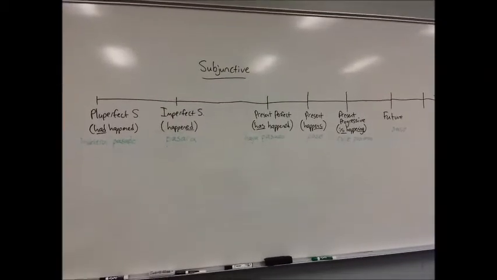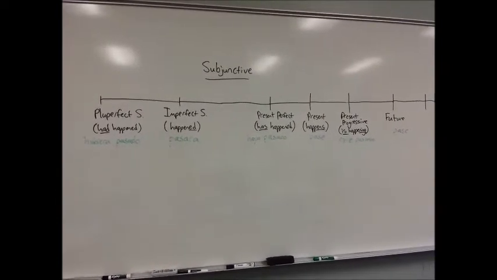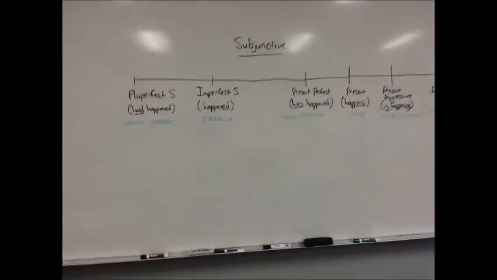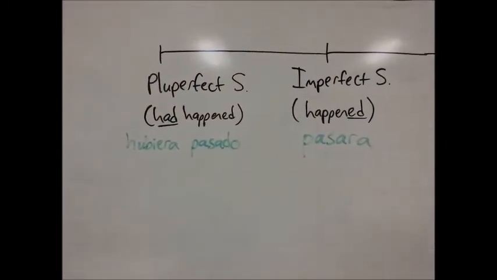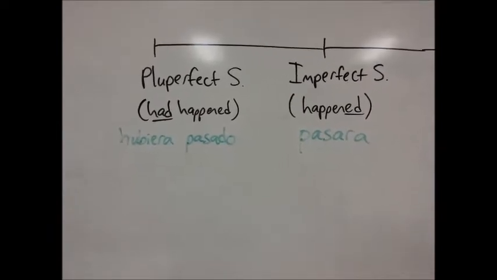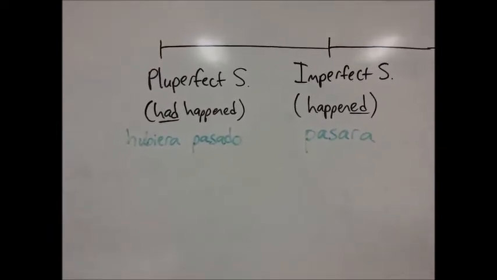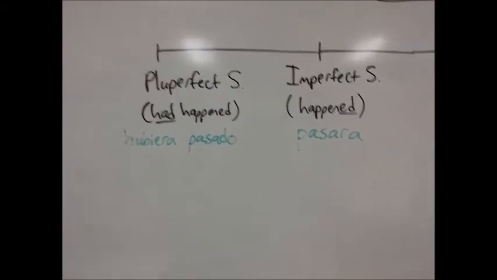Of course, we know that there are more tenses than just the ones in the indicative. This is a timeline about the subjunctive. The very first object on the timeline is the pluperfect subjunctive, something that had happened that follows the conditions of the subjunctive. It's conjugated like this, hubiera pasado. So we have the verb haber in the imperfect subjunctive with a past participle.